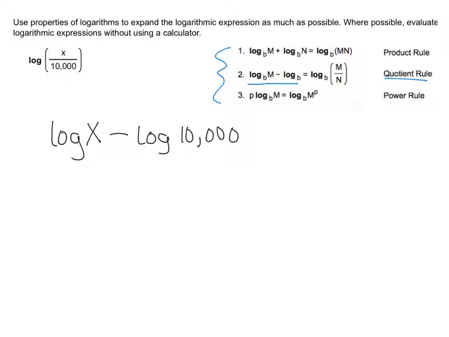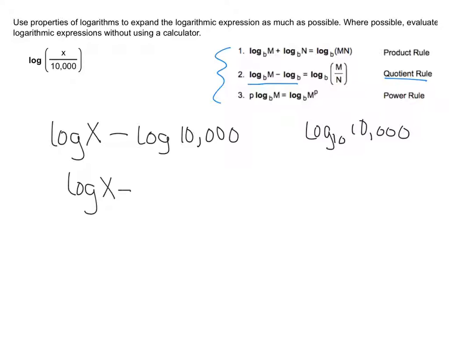Next, I want to look at each logarithm and see if I can evaluate that logarithm any further. So if I look at log of x, I cannot evaluate this, so it's going to stay as log x. Now I'm going to look at the log of 10,000. Now I can find the answer to log of 10,000. And remember, if there isn't a base listed beneath the log, then it's assumed that the base is 10. So this is log base 10 of 10,000.